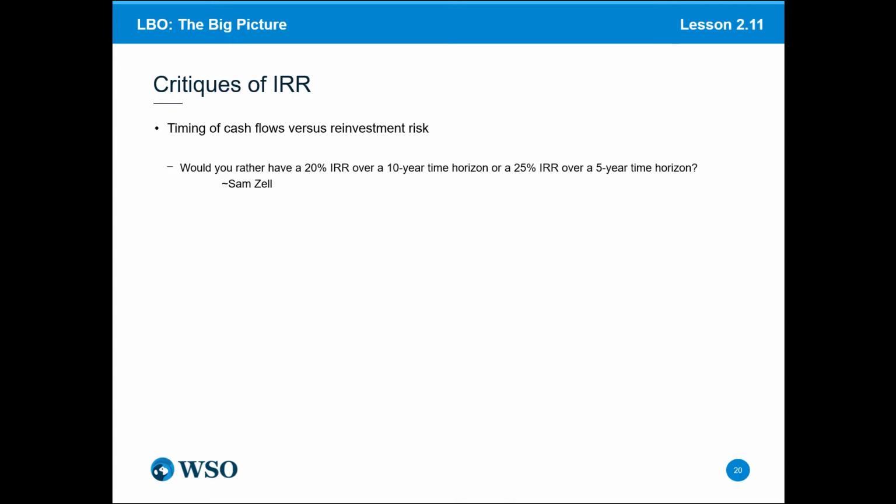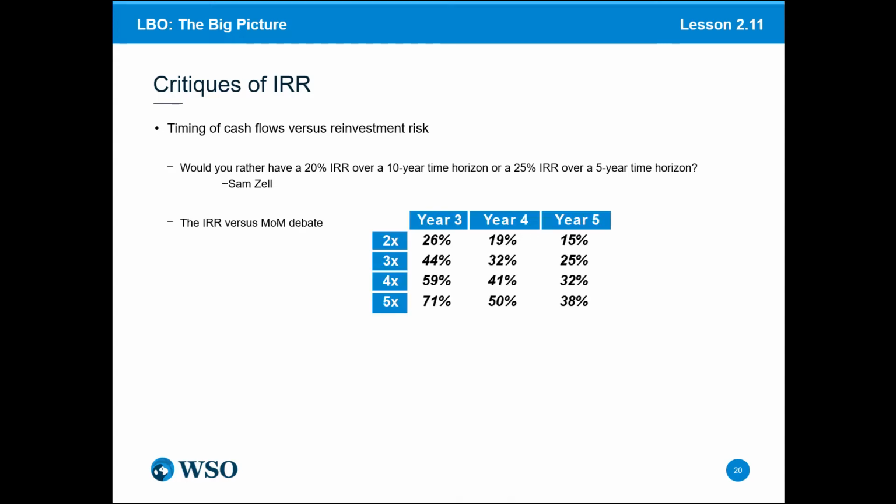Another way of framing this debate is the IRR versus multiple of money argument. To give an example, let's say you get a return of 26% in 3 years. This would imply a multiple of money of 2 times. But if we were then just to sit on cash for 2 more years, at our 5-year time horizon, our IRR would really be more like 15%.